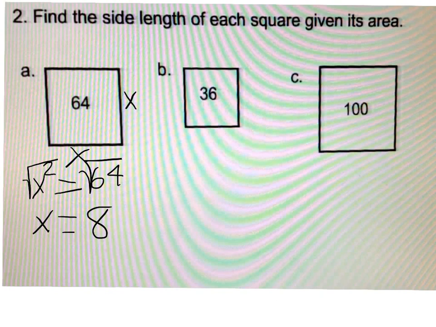Okay, part B. We know the area is 36. So we want to know, what did we multiply together to get 36? We ask ourselves, what is the square root of 36? And it's 6. All right, you go ahead and do C, and please show your work.